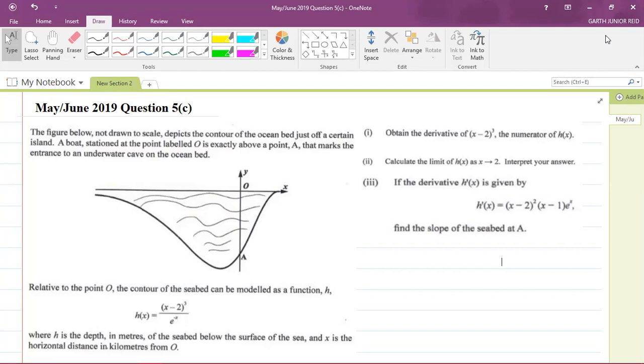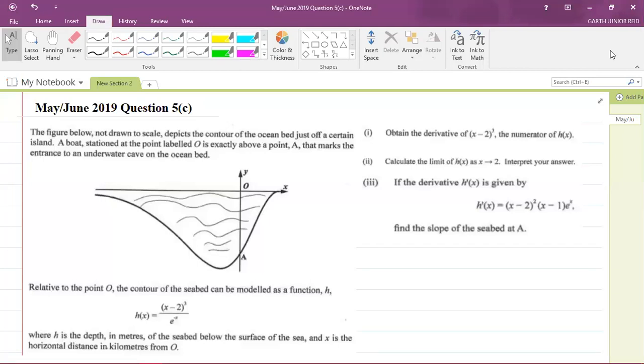Good. Over here we have the questions. Part one says, obtain the derivative of (x minus 2) all cubed, the numerator of h of x. Part two says, calculate the limit of h of x as x approaches 2, and interpret your answer. Part three says, if the derivative h prime of x is given by h prime of x equals (x minus 2) all squared, multiplied by (x minus 1) times e to the power x, find the slope of the seabed at the point A. So let us now start with part one of this question.